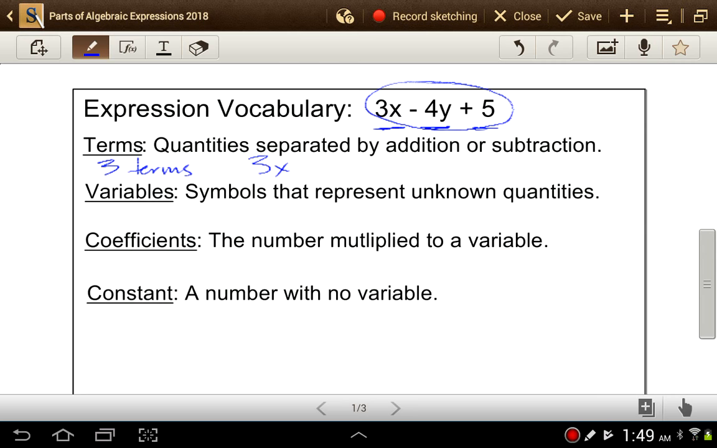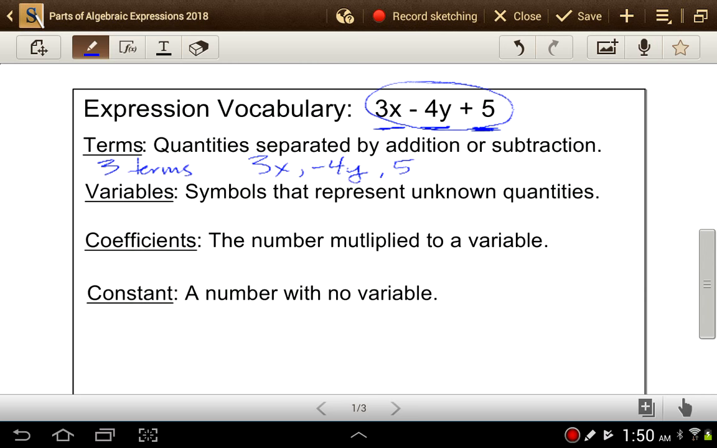Here's the thing about when you have a minus 4y. I'm subtracting 4y. So to separate the difference between subtraction and addition, I'm going to illustrate this as a negative 4y. That way we know we're subtracting 4y and not adding 4y. And then the last term is our plus 5, which I'm going to represent as 5.